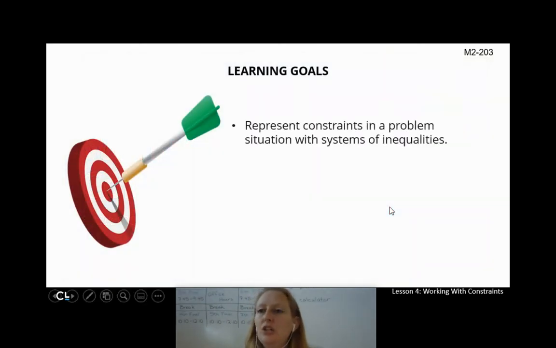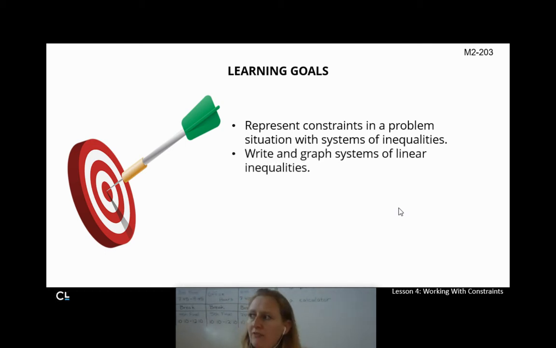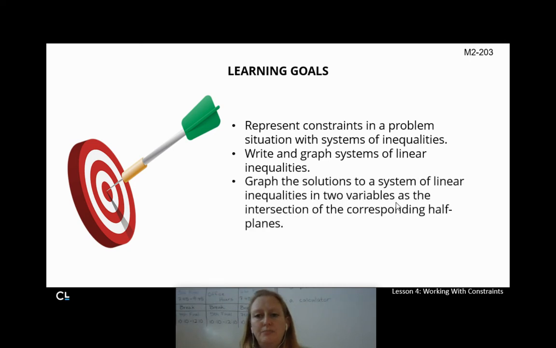So again, our learning goals from last time: represent constraints in a problem situation with systems of inequalities. We've been writing and graphing systems of linear inequalities. We graph the solution to a system of linear inequalities in two variables as the intersection of the corresponding half planes, right? Half plane, where they overlap, that intersection, that's our solution. And we've even been verifying solutions to systems of linear inequalities algebraically, right? Pick a point, plug in the numbers. Does it work for both inequalities? If it doesn't work for both inequalities, it's not a solution.